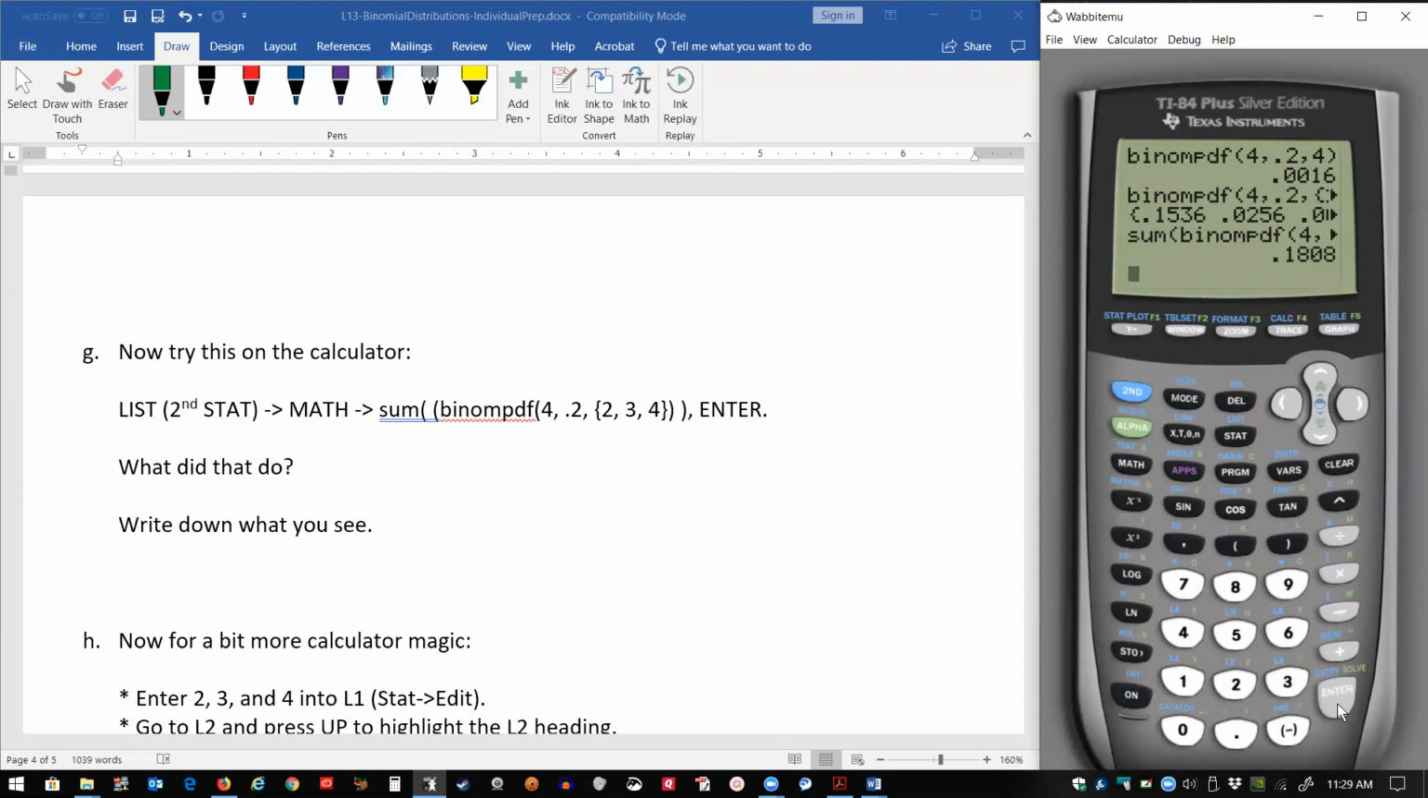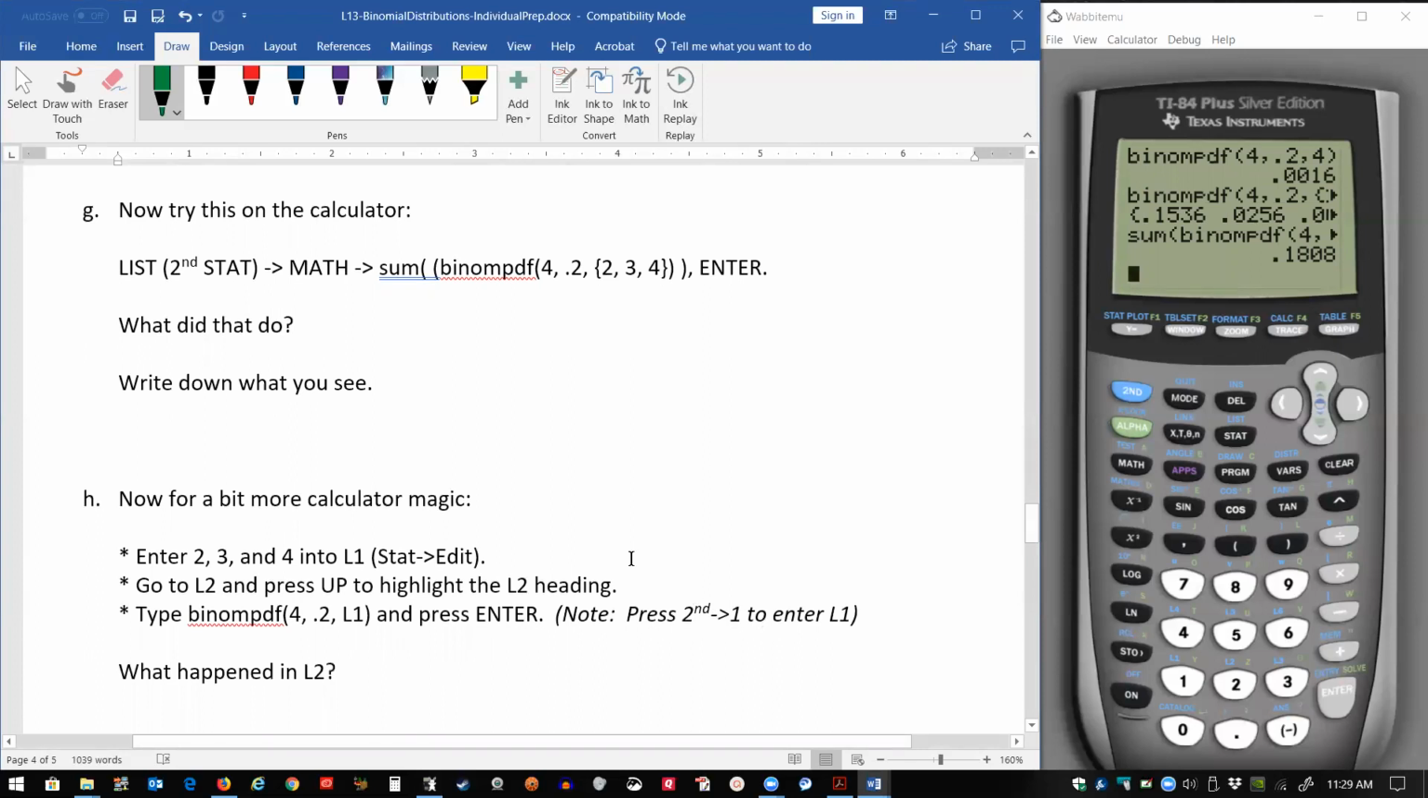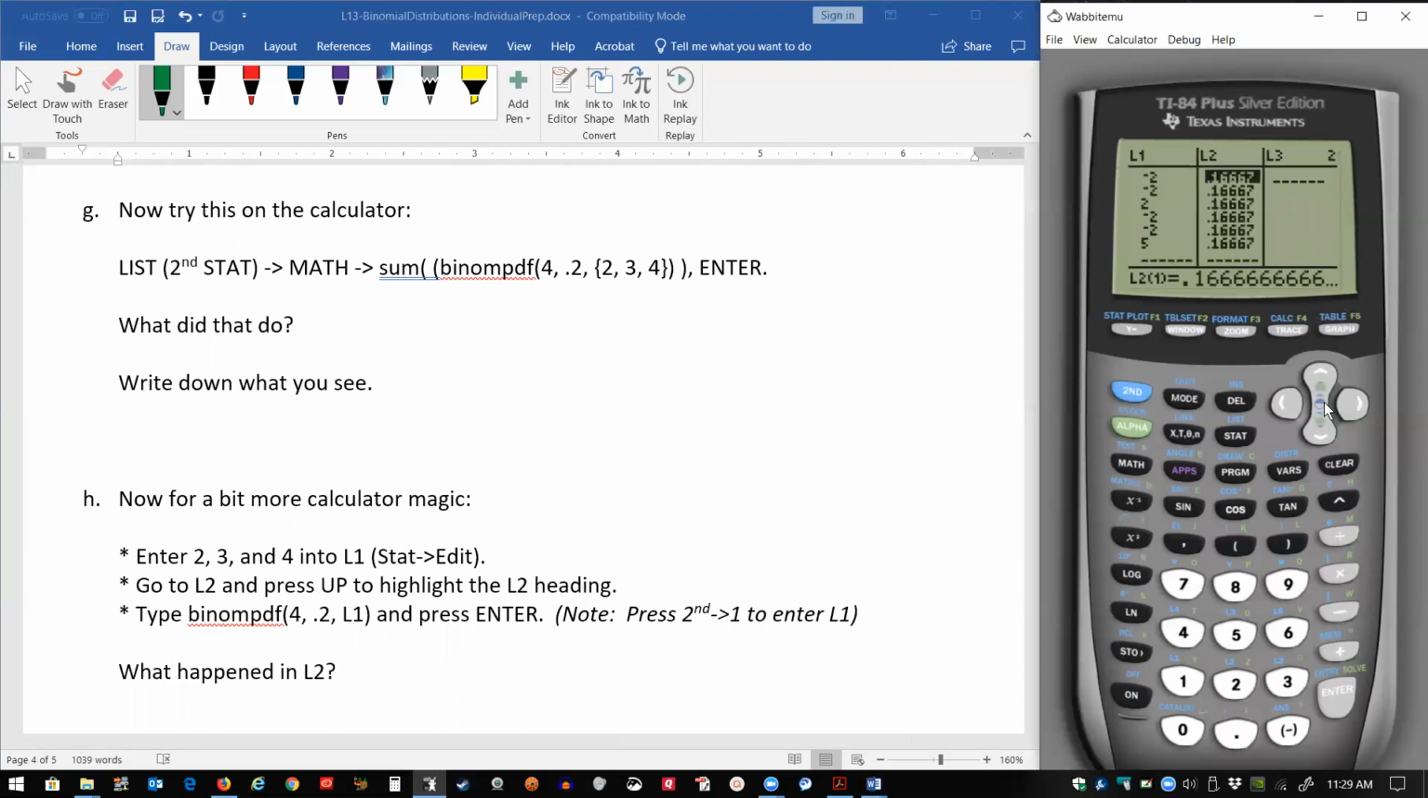Now, that gets a little bit confusing, okay? So here's my recommendation for what to do. Let's just go to the stat and edit screen, and let's use our lists variables here to our advantage. So clear, boom, let's clear this one out. Okay, so in this first one, let's put in all of the outcomes that I want to be adding up. So 2, 3, and 4. Good. And now in list 2, hit up, and now we're going to enter a binomial PDF formula in the heading of list 2. That's great.